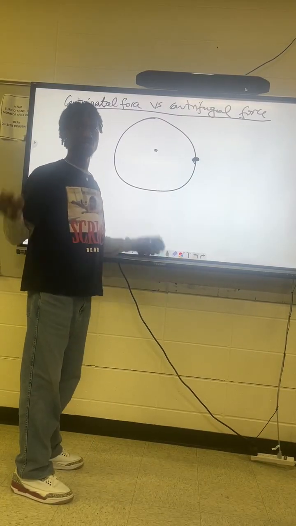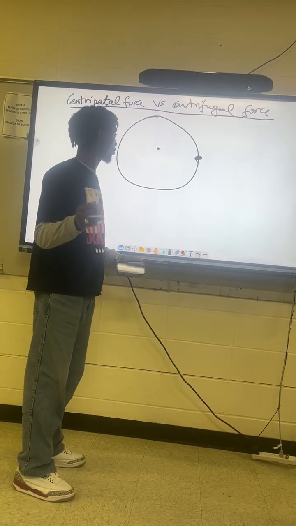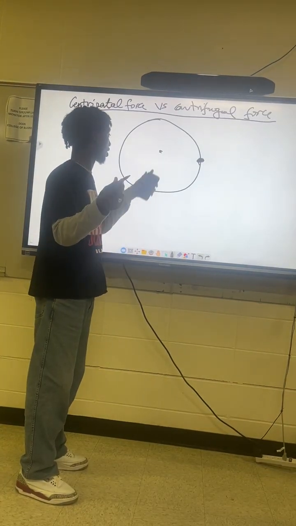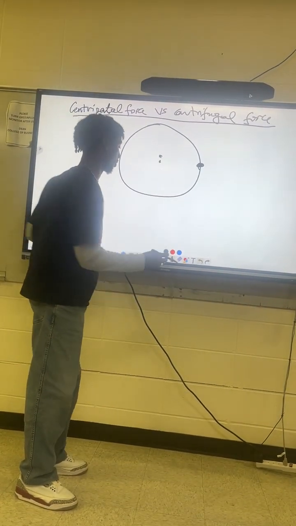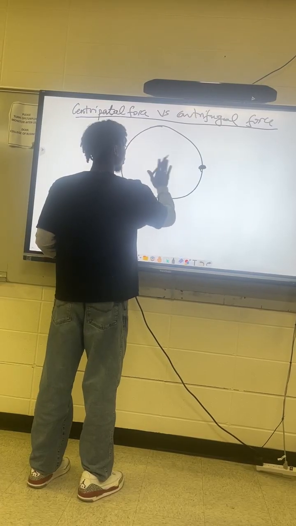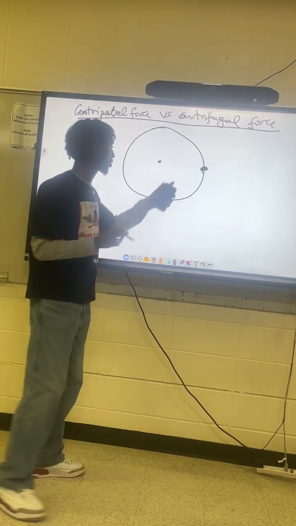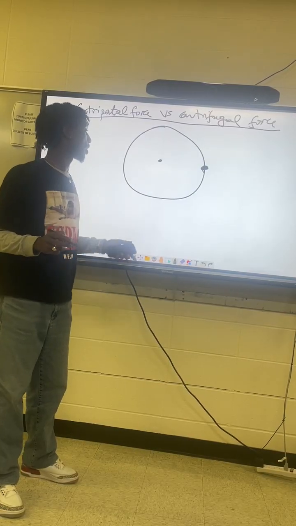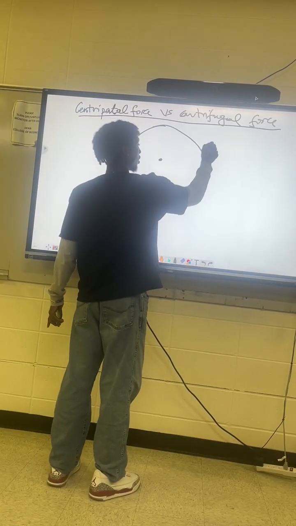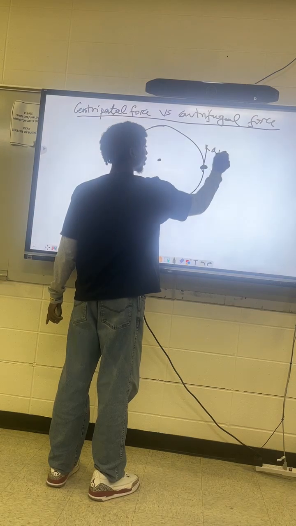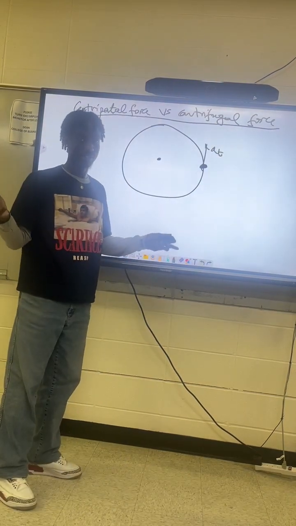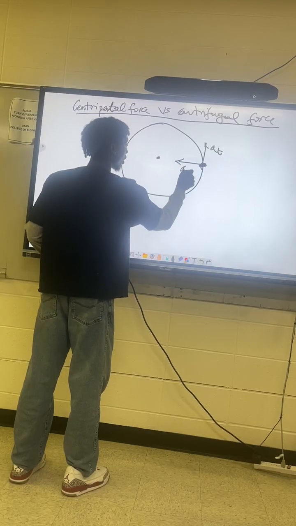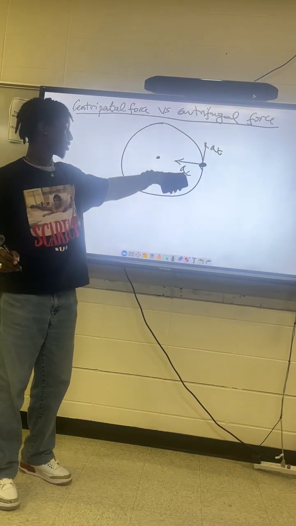So we usually know that the centripetal force is the force acting toward the center of the motion. So let's say this is an object. This object has a tangential acceleration. So it also has a what? It also has a centripetal acceleration.